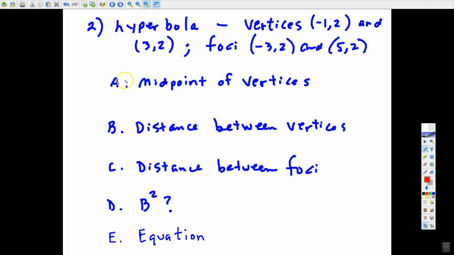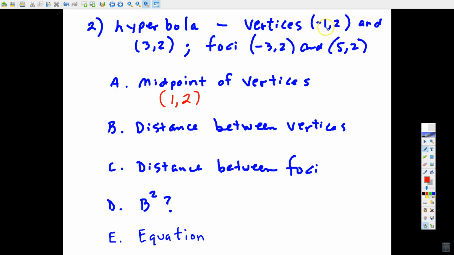So the first thing, if you want to step through this, find the midpoint between the 2 vertices. You would just add the 2 x's together and divide by 2. We can do that mentally. 3 plus -1 is 2. 2 divided by 2 is 1. And then do the same thing for the y's. 2 plus 2 is 4. 4 divided by 2 is 2. So obviously the y-coordinate's not going to change. So there's the midpoint of the vertices, and now let's find the distance between those.